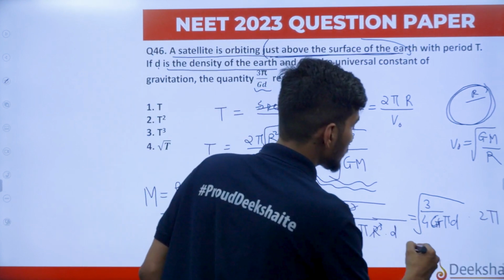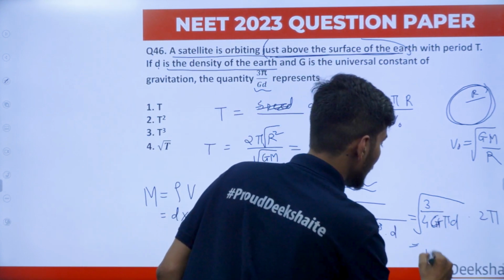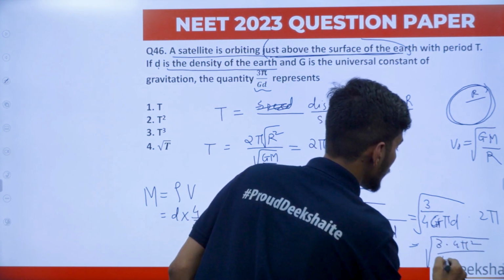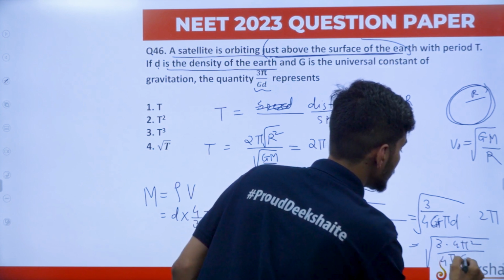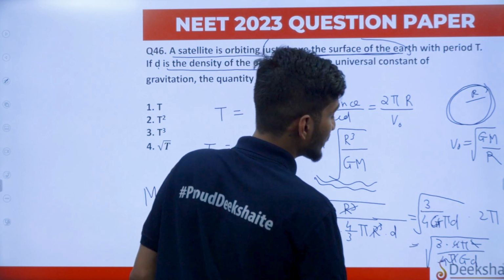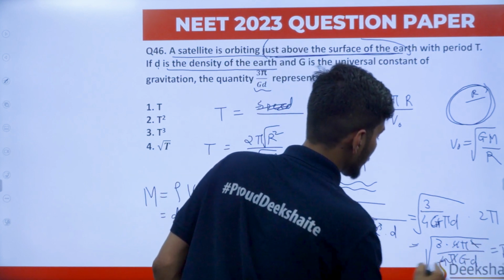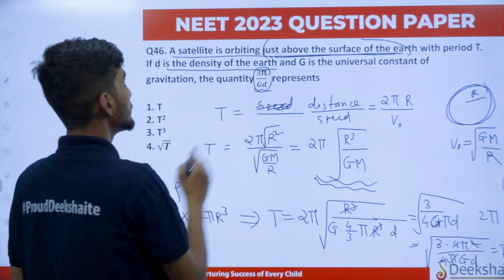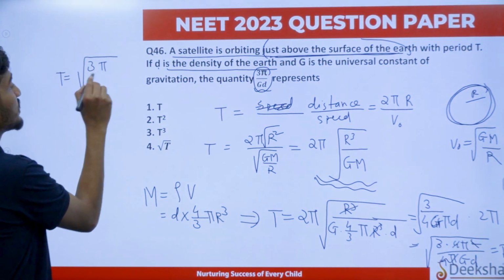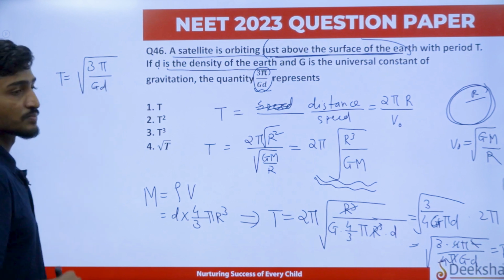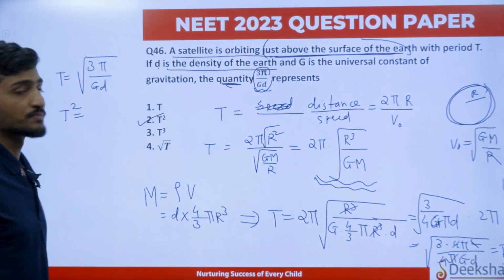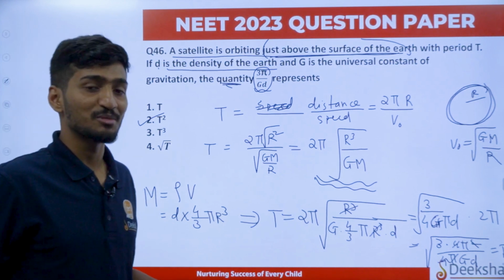Now what I'm going to do is take this 2 pi into the square root, and this becomes 3 into 4 pi square by 4 pi g into d, and I'm left with root of 3 pi gd is equal to time, right? Root of 3 pi gd is equal to time. This is what I get. Time is equal to root of 3 pi by gd. Basically t square is what the value is. Understood? So that's the answer, option number B.